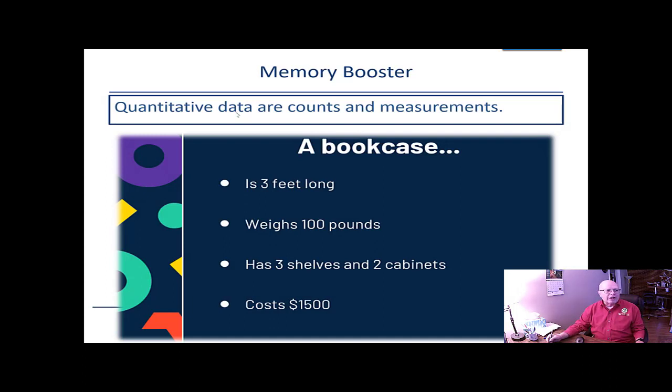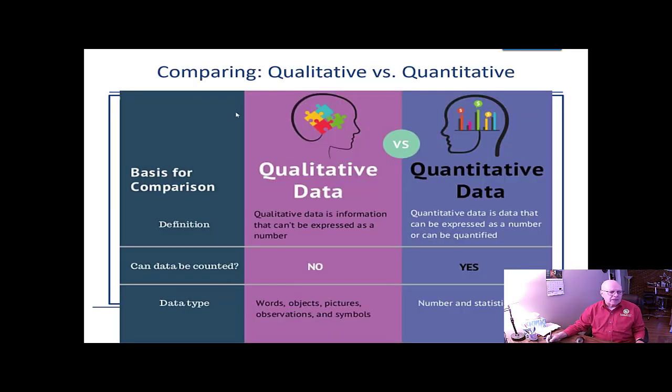Here's some quantitative data. Remember, these are ones that are associated with numbers. Usually counts and measurements, like a bookcase 3 feet long, weighs 100 pounds, 3 shelves, 2 cabinets. All those are quantitative parts of a bookcase. Costs $1,500 is also quantitative, and there are numbers all over the place. Comparison. You can take a look at that. Qualitative data cannot be counted. Quantitative data, there's where you look for a number.